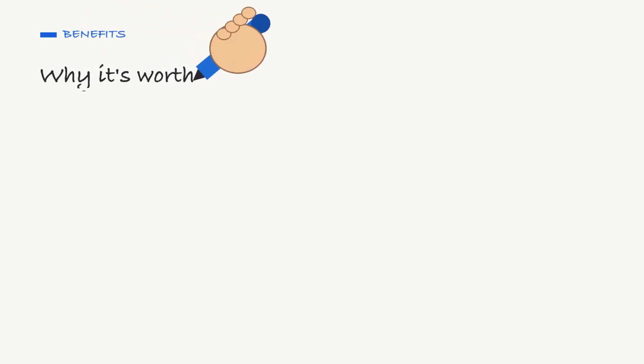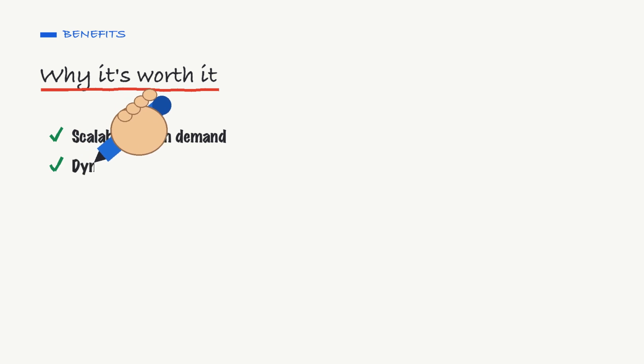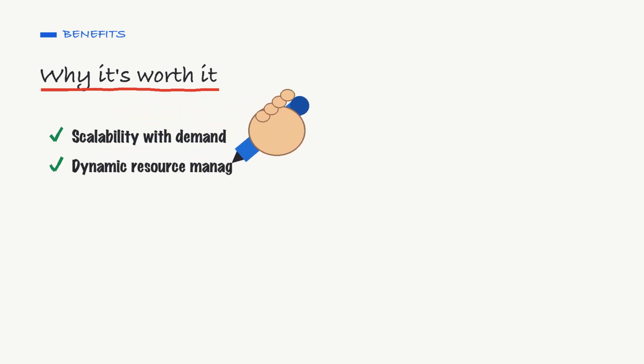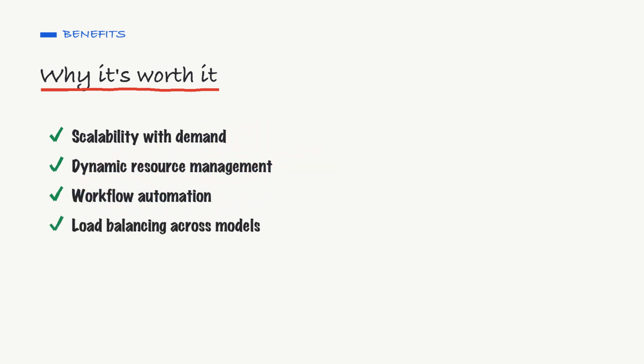Orchestration brings scalability, scaling up or down with demand. Smart resource management of CPU, GPU, memory, and storage. Workflow automation that lifts manual work off developers. And load balancing, spreading requests across model instances so none gets overloaded.